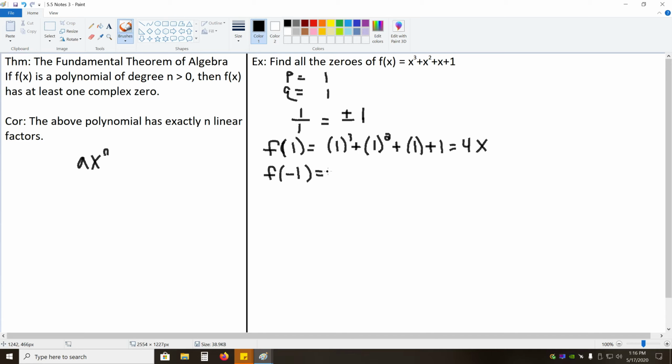Now we'll plug in negative 1. We get negative 1 cubed plus negative 1 squared plus negative 1 plus 1. When we evaluate this, we will get 0. So this is one of our zeros, x equals negative 1. But because the largest exponent, the degree of the polynomial, is 3, we know that there are 2 other ones that we need to find.